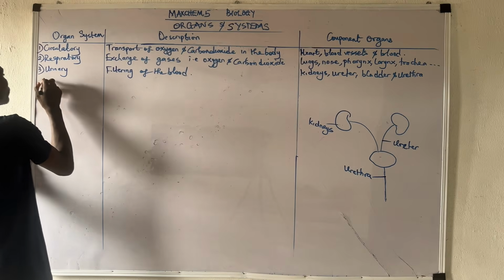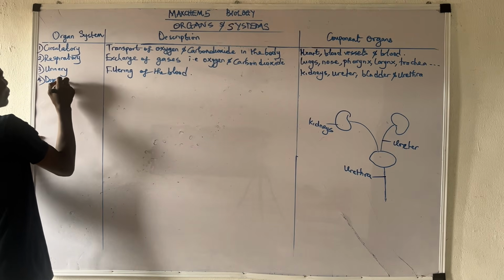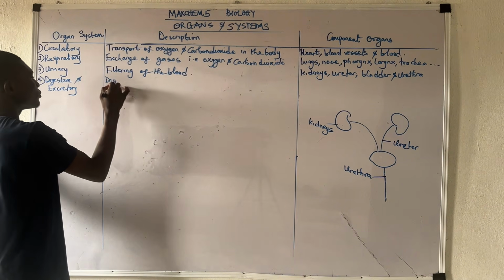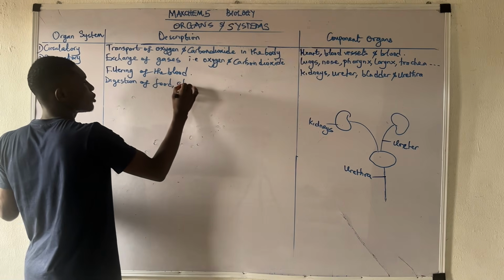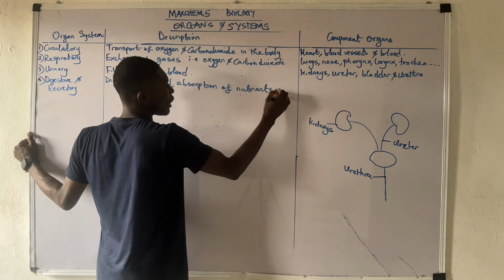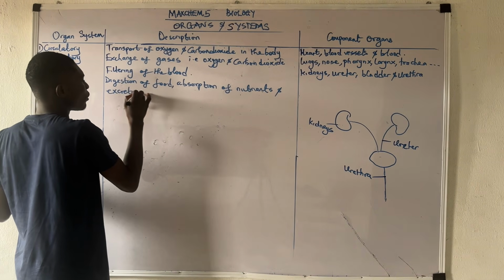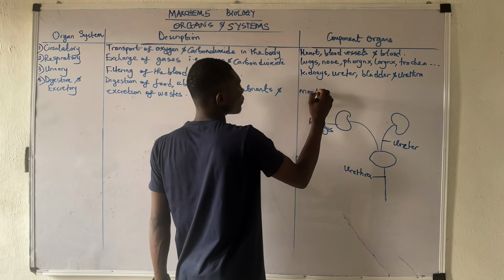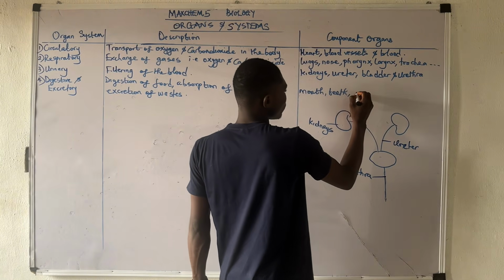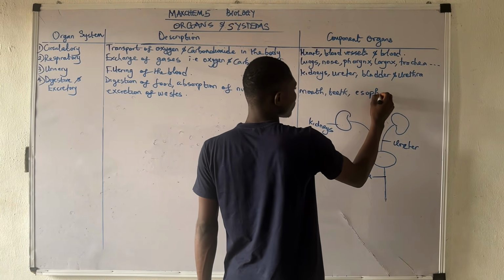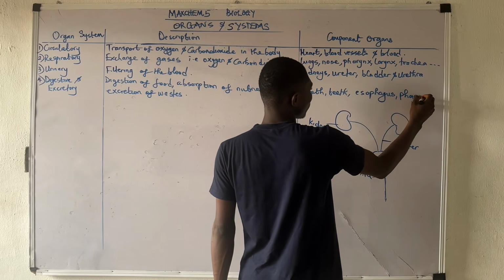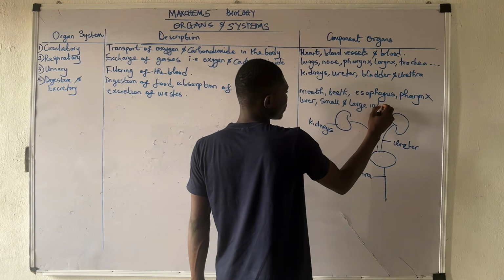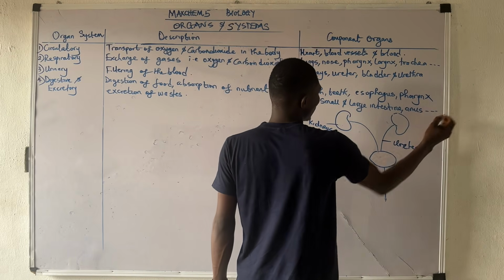Now, the next one, digestive and excretory. This has to do with digestion of food, absorption of nutrients, and excretion of waste. The organs involved are the mouth, the teeth, the esophagus, pharynx, the liver, small and large intestine, anus, etc.